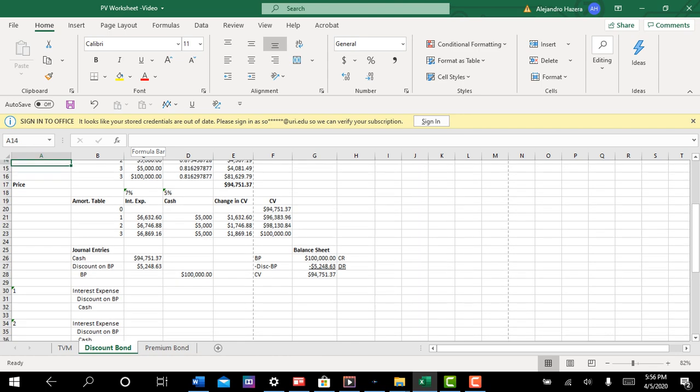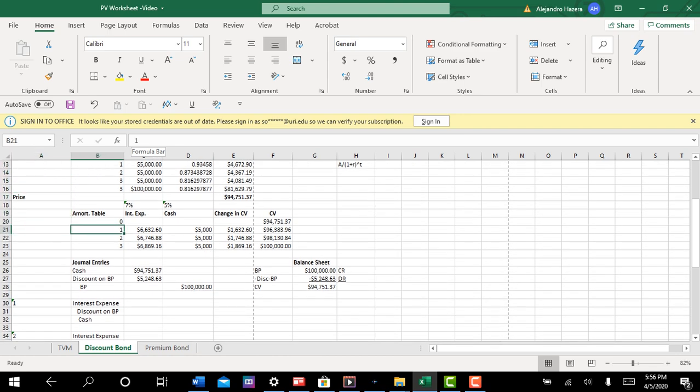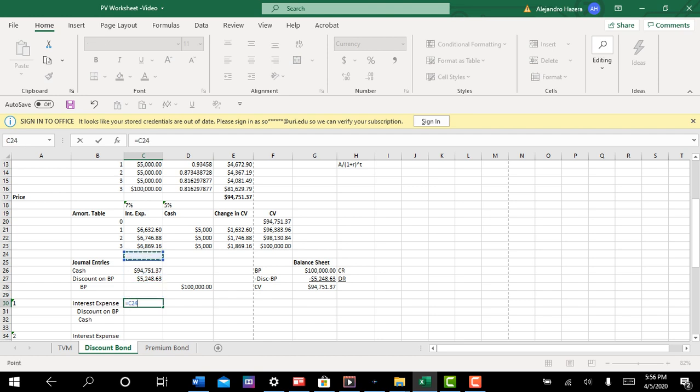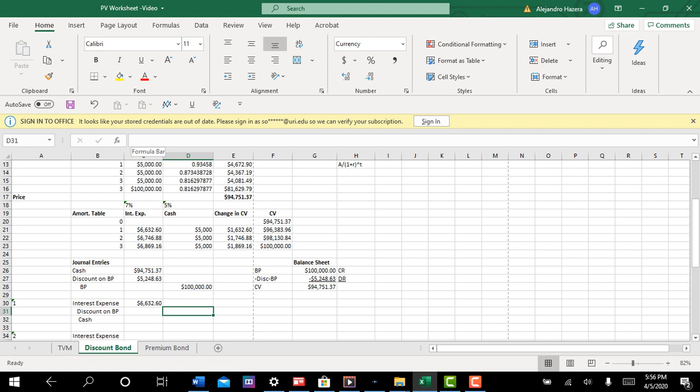And they're very repetitive. So here, these are your entries at the end of year 1. Every entry that we make is going to come from the corresponding line in the amortization table for that entry. So you know that interest expense is a debit. All expenses are debits. So interest expense this year is going to be $6,632.60. You know that your cash is never going to change. You're going to have to pay $5,000 in cash.